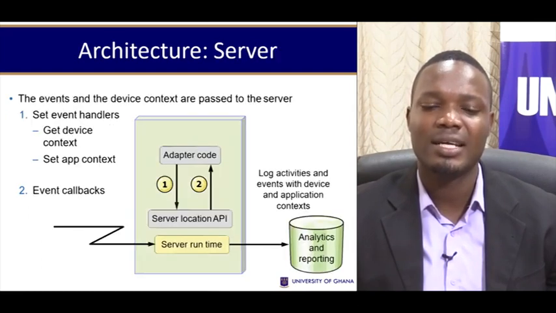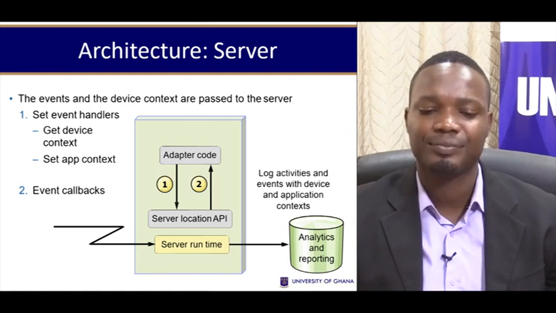Now, on the server side of the architecture, the events and the device context are passed to the server. So the device receives all of that and ships it to the server. Now, the server will set event handlers. It will get the device context and set an app context. Then it would also process event callbacks.